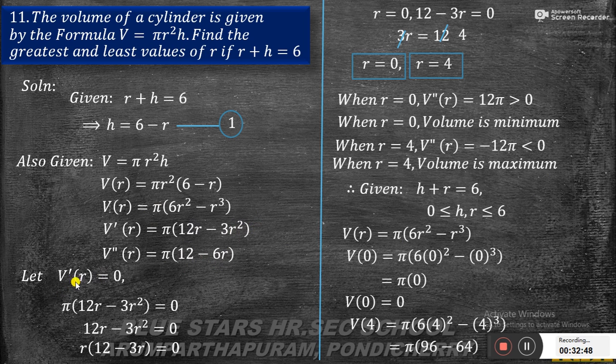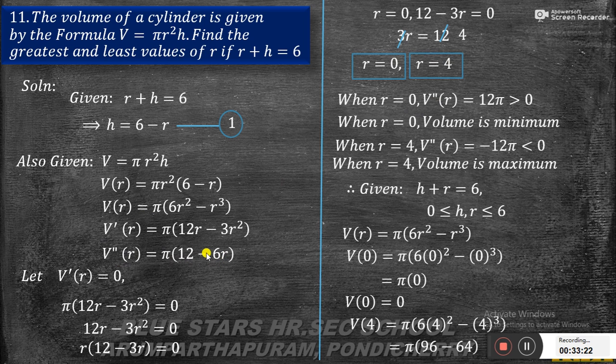The next step, V'(r) = 0, so π into (12r - 3r²) = 0, so 12r - 3r² = 0. I take r out as a factor, so r into (12 - 3r) = 0, so I write r = 0 and 12 - 3r = 0. Now this minus 3r I write on the right hand side, so 3r = 12, therefore r = 4. Then r = 0 I substitute in the double dash, that means V''(r) = π into (12 - 6r).